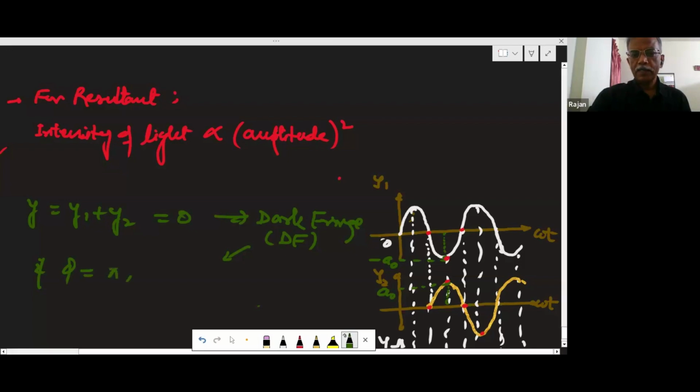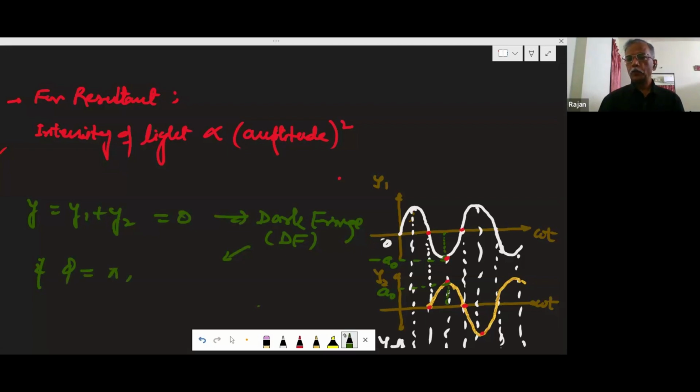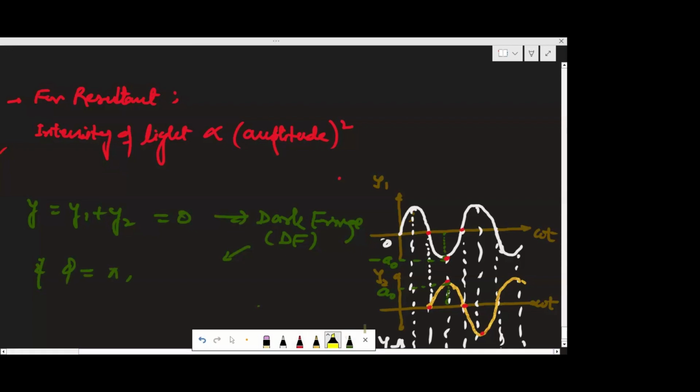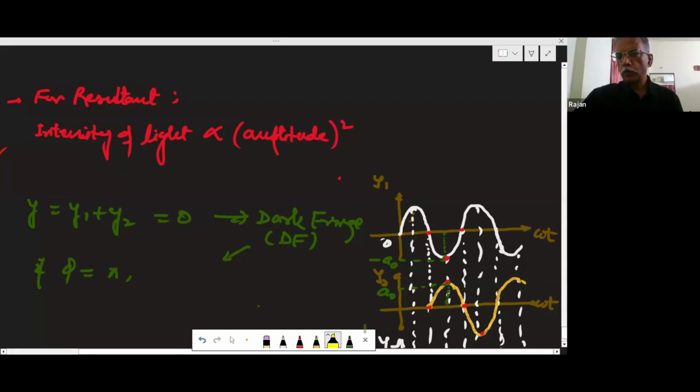This is just pi, and the next one is how much? It cannot be 2 pi. At 2 pi, it will become constructive, as we have seen earlier. So it will now be 3 pi. The things will repeat themselves. Check yourself. After pi, it cannot be 2 pi.